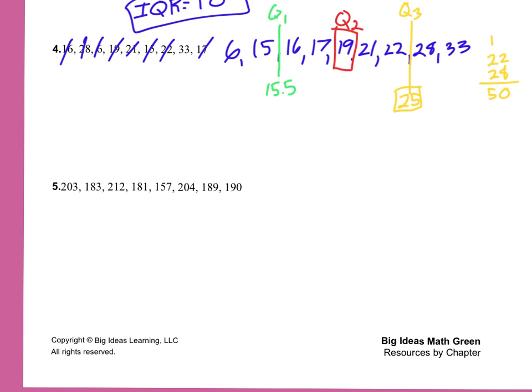So now we can find the interquartile range by going Q3 minus Q1, and that is 25 minus 15 and a half. Okay, so we're going to have to borrow here, and that's okay. We can do that.